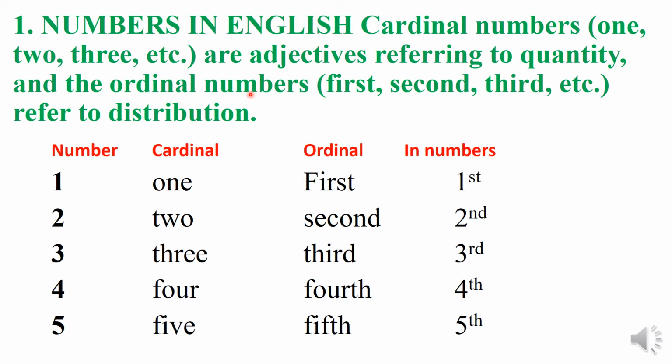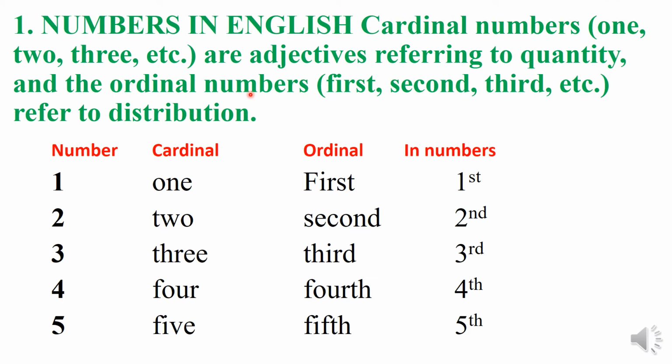For example, we have two people here. We have Alice and Peter. They are studying in the same classroom. When you want to say that Alice has the first mark in the classroom, you will say Alice is the first in the classroom. You will not say Alice is one in the classroom. No, it's the first.